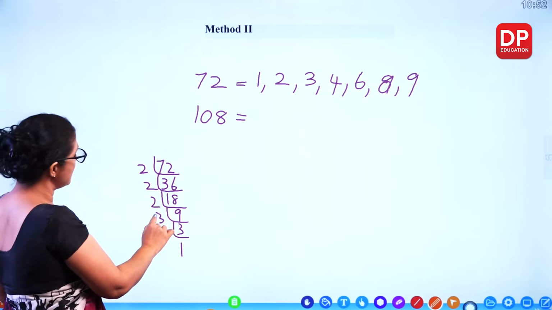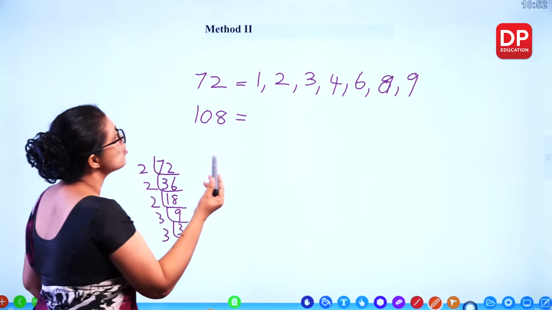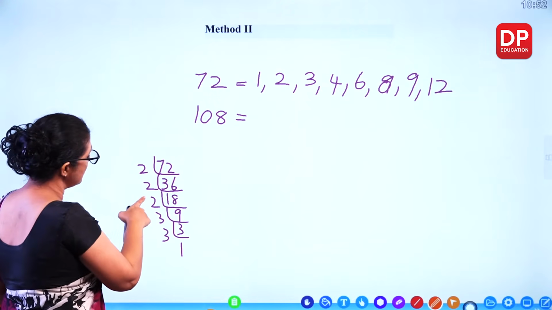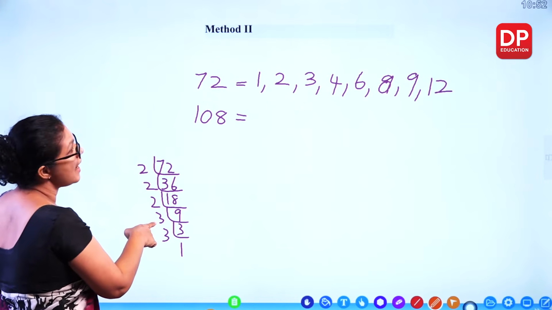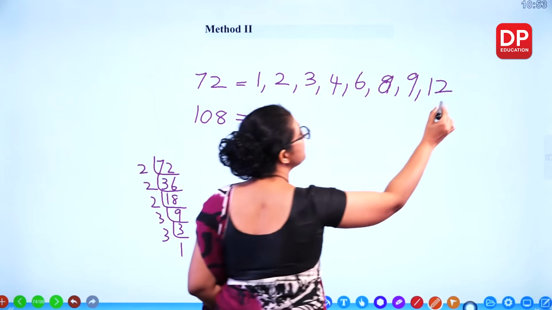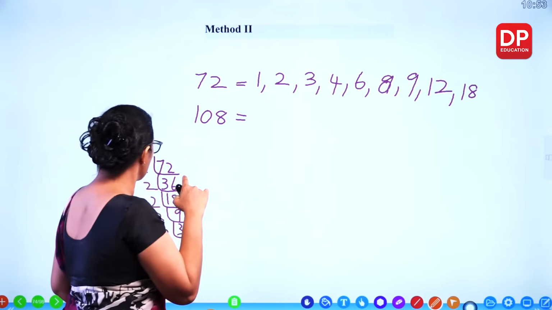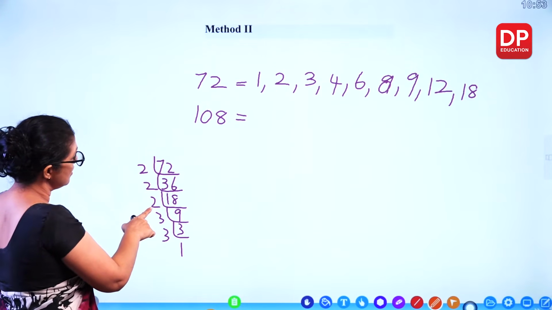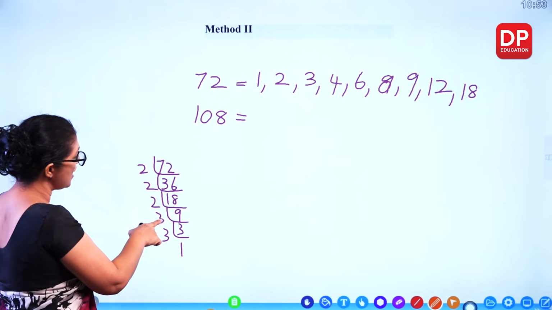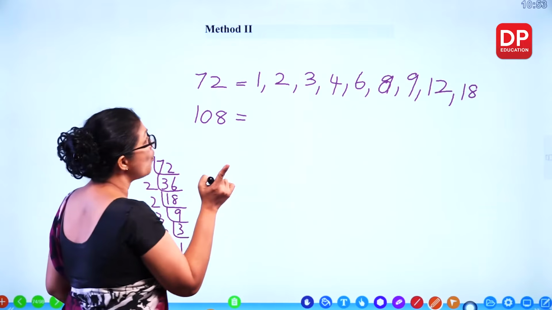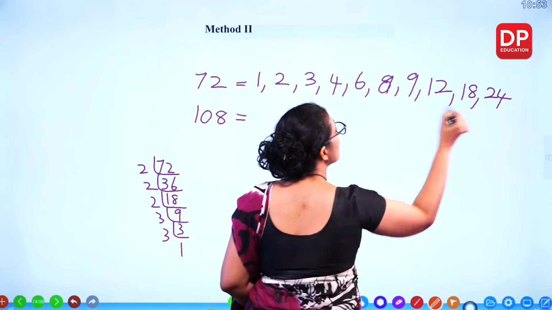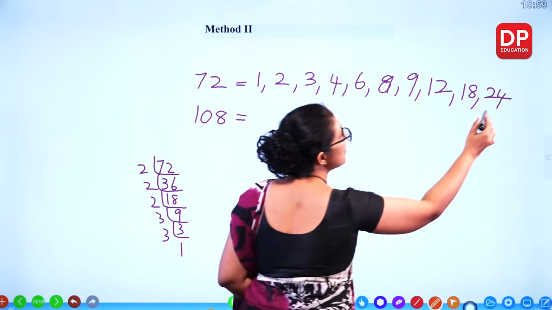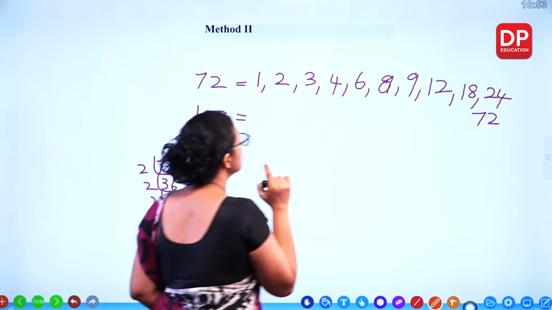2 times 3, 6. 6 times 2, 12. What else? Then 6 times 3, 18. Also possible. Then 2 times 2, 4. 4 times 2, 8. 8 times 3, 24. 24 times 3, 72. So we can write down all the factors of 72.